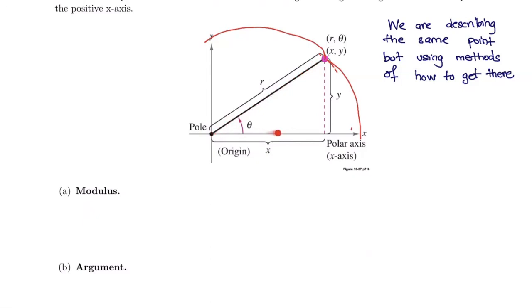And you can see from the picture that if this is a right angle, then it would make sense for us to use the Pythagorean theorem, that r is going to be related to x and y through the following: r squared is going to equal x squared plus y squared, which implies that r can equal plus or minus the square root of x squared plus y squared.